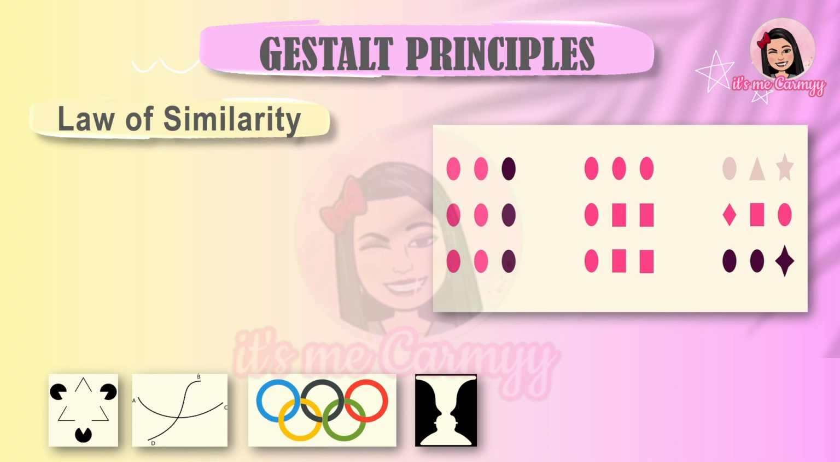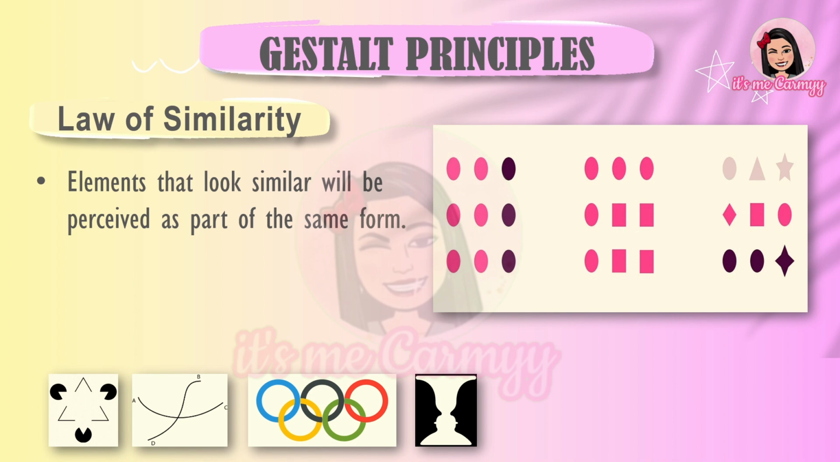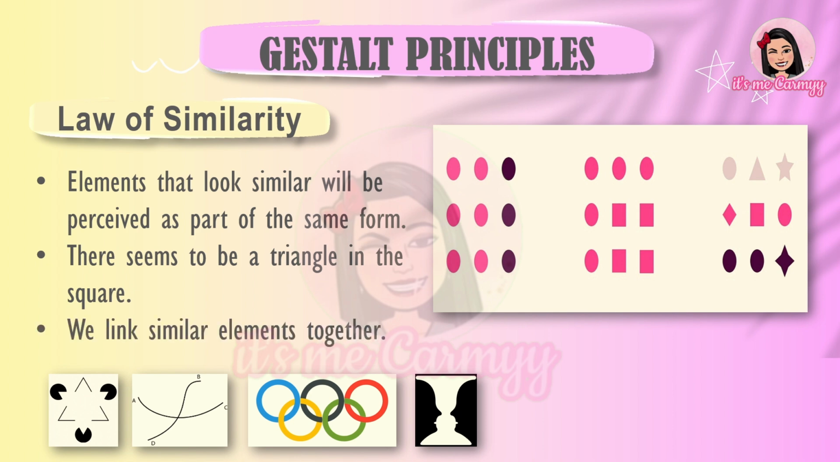This is the law of similarity. Elements that look similar will be perceived as part of the same form. There seems to be a triangle and a square. We link similar elements together.